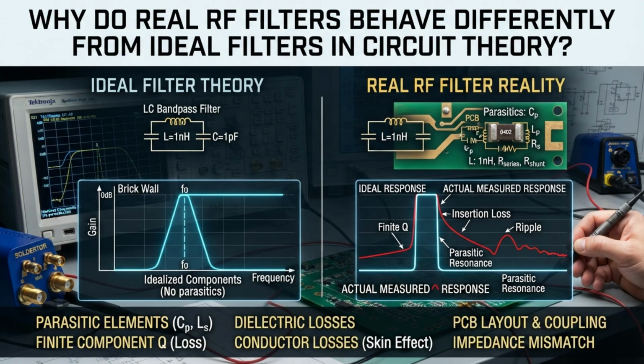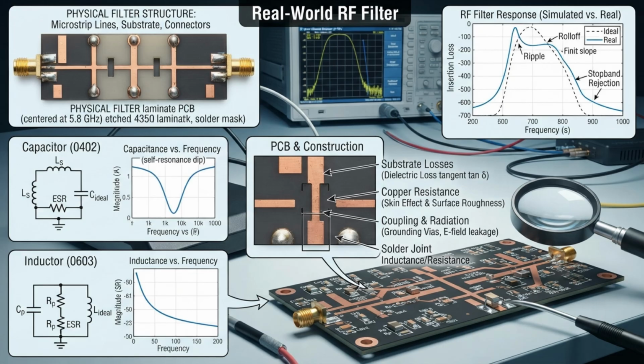This raises an important engineering question. Why do real RF filters behave differently from the ideal filters shown in circuit theory? A real RF filter is influenced by the non-ideal behavior of its components and physical construction.